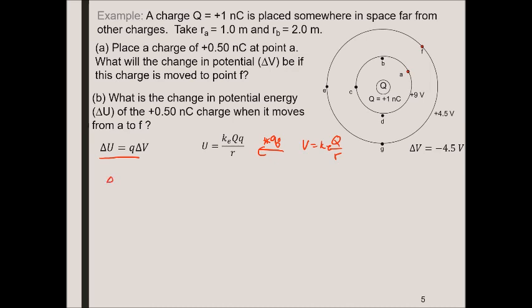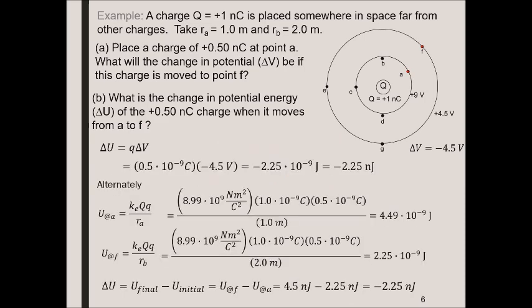Okay, so we put the values in. Our change in energy is our test charge, so that's half a nanocoulomb, times our change in voltage, negative 4.5 volts, which gives us a value of negative 2.25 nanojoules. We can also do that same calculation using the full energy equation, and we get 4.49 times 10 to the negative 9th joules and 2.25 times 10 to the negative 9th joules, and we get the very same answer. Go figure.